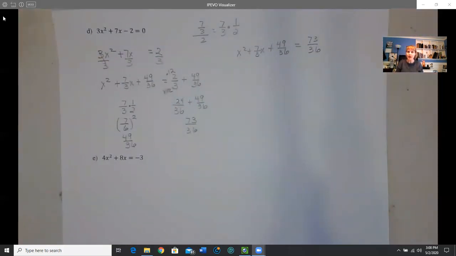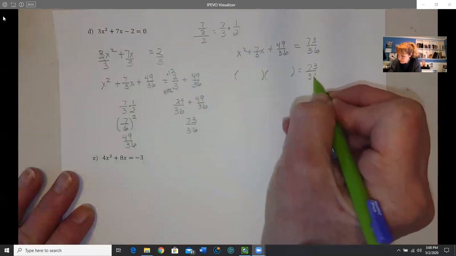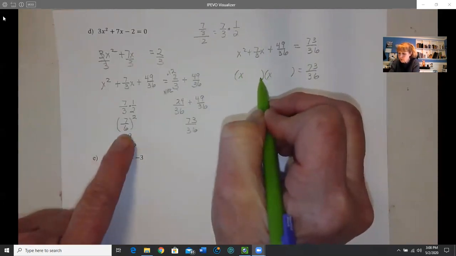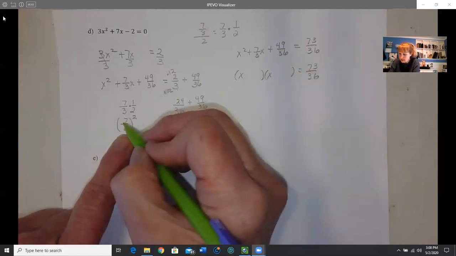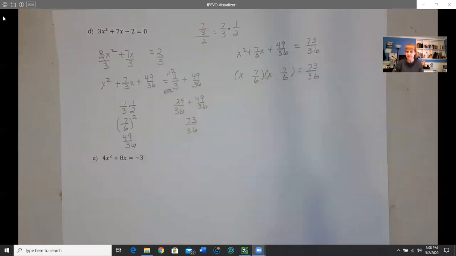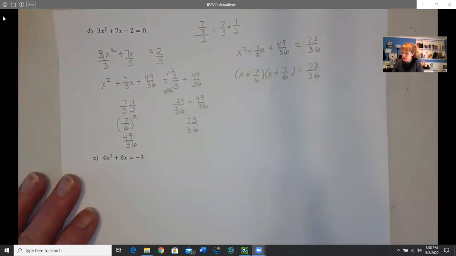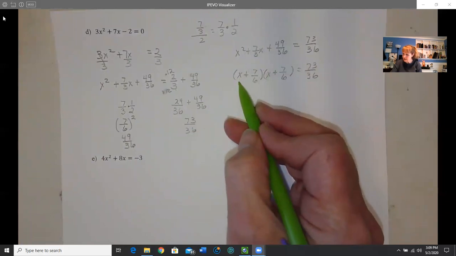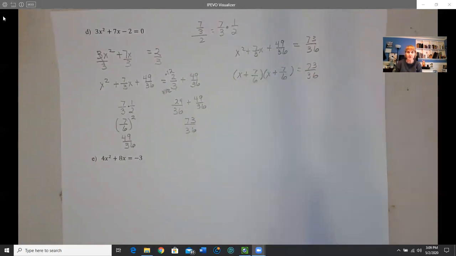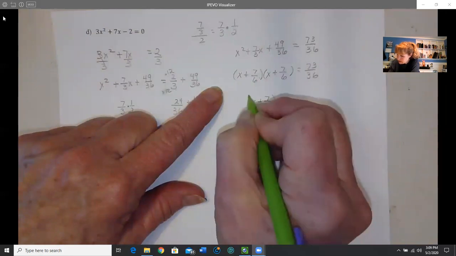Okay, let's factor. Well, remember, you've got x times x. What goes here is what you squared to get that, because you take 7/6 times 7/6 to get that. Okay, and everything is pluses because you want a positive 7/3. And if you take 7/6x plus 7/6x on your calculator, you'll get 7/3. And we end up with x plus 7/6 squared.